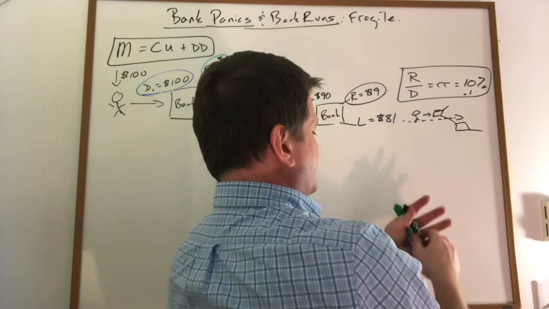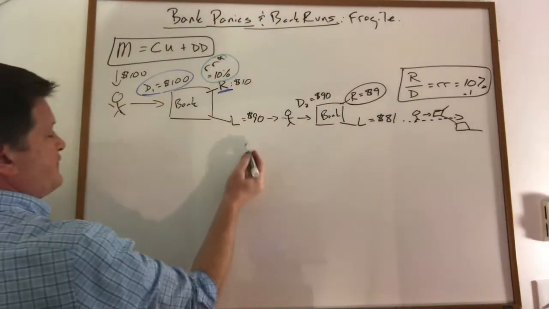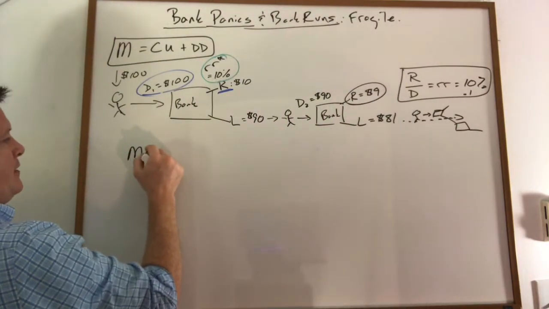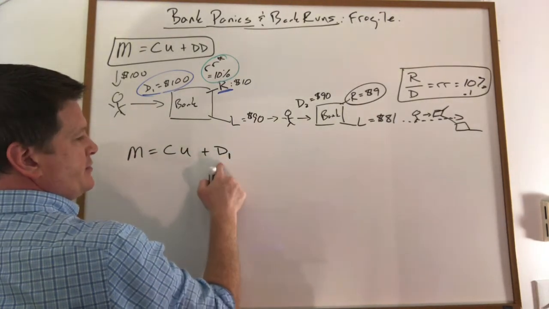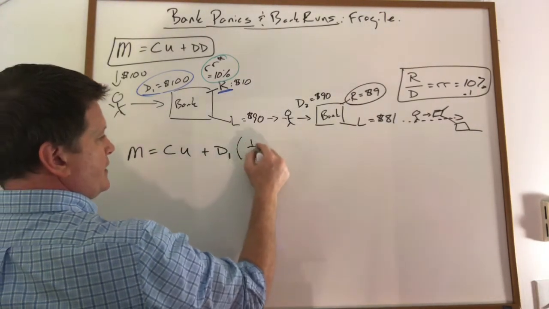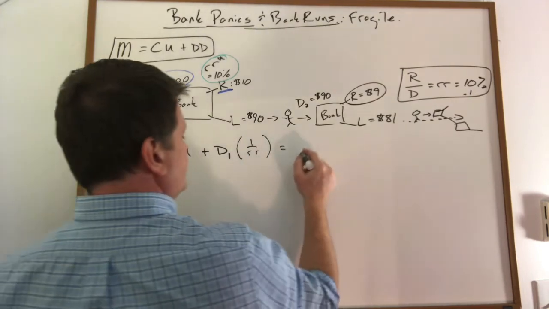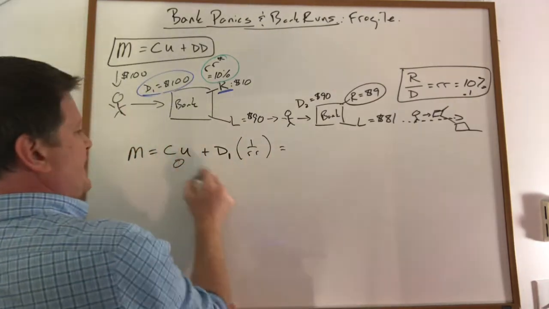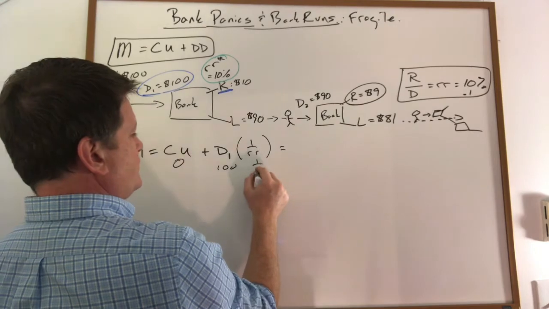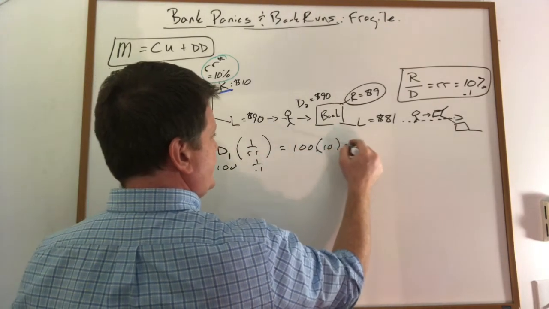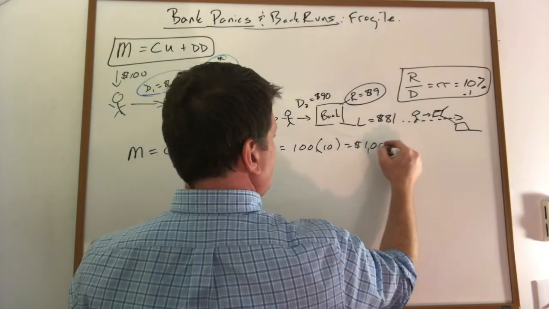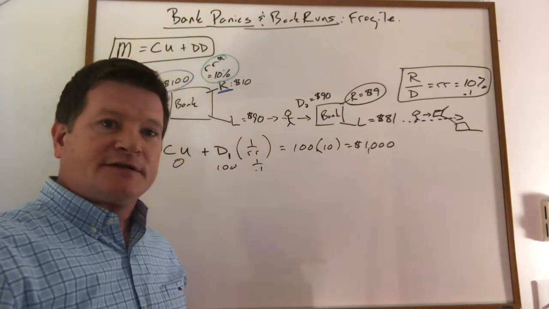This process continues, and we found that the final amount of money is the first deposit that goes into the banks times 1 over the reserves. There's no cash here. There's 100. This is 1 over 0.1. So we got 100 times 10, or $1,000 in the system.